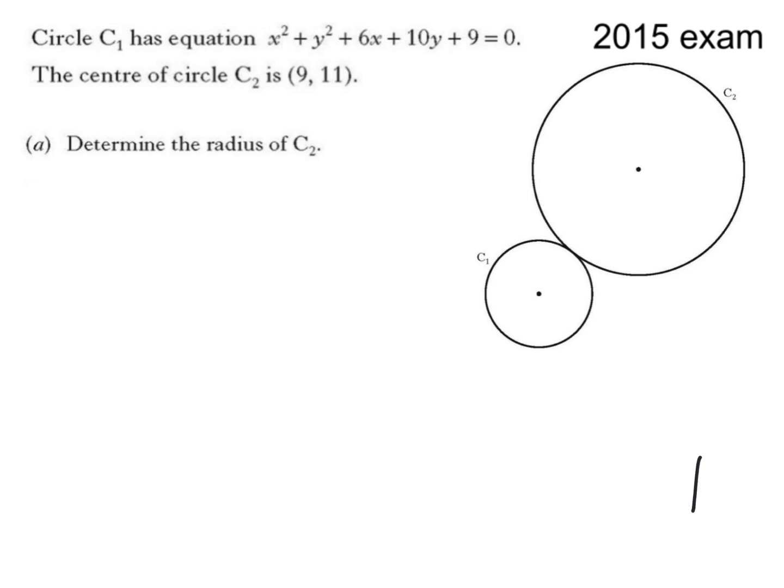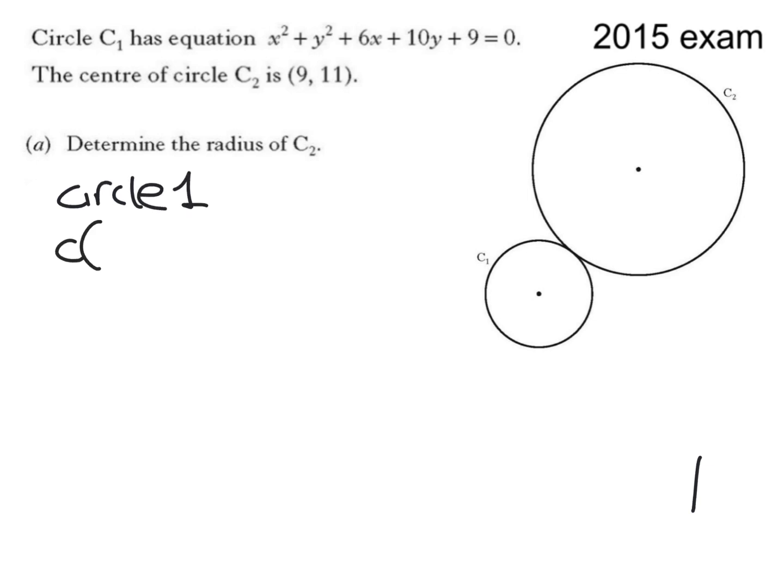Okay, so let's look at an exam one. This was taken from the 2015. There's a wee bit different to this one, so this is why I've put this in. We're told that circle 1, the little circle, has the equation above, and the big circle we're given the centre of, and we're asked to find the radius of the big circle. So let's start by working out the centre and radius of circle 1. So we're going to look at circle 1.